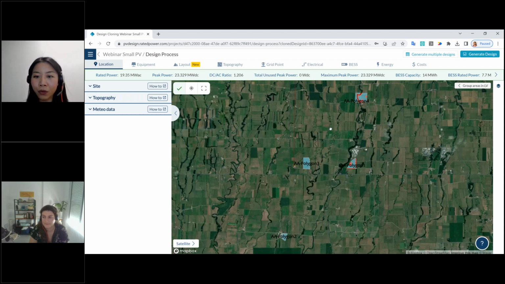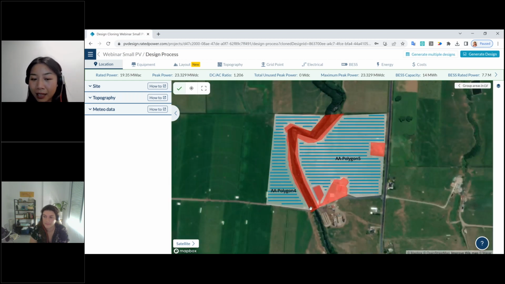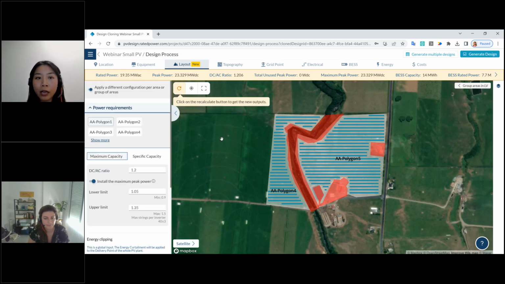And I want to show you the 4th site specifically because I have just divided it into 2, the west bank of the river and the east one. And if we look at the layout tab, the software actually released this new feature last month, which allows you to have completely different configuration per polygon or per area. Let's take this one as an example. We have a polygon 4 and polygon 5 on this site.